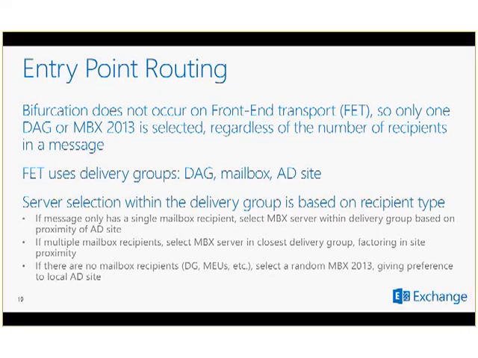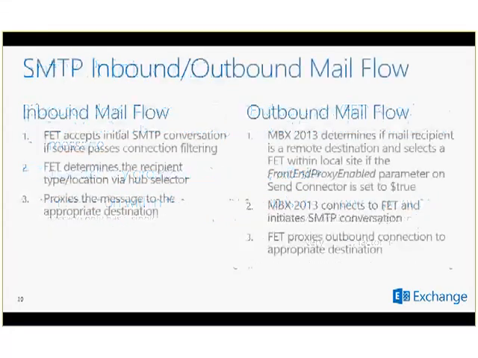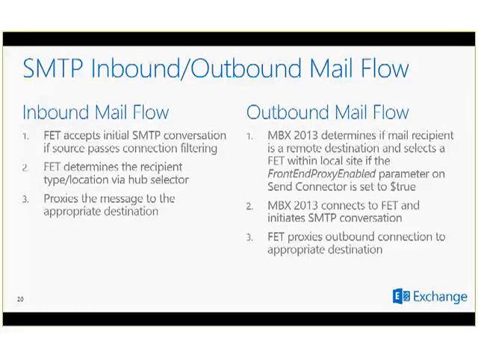SMTP mail flow, inbound and out. This is what we were looking at earlier, so we'll go through this pretty quickly. FET accepts the initial SMTP conversation. If the source is good, we'll bring that message in. We then determine where we're going to send it based on the recipient. Where's the next best hop? And then we proxy that message off to the best mailbox server that there is.